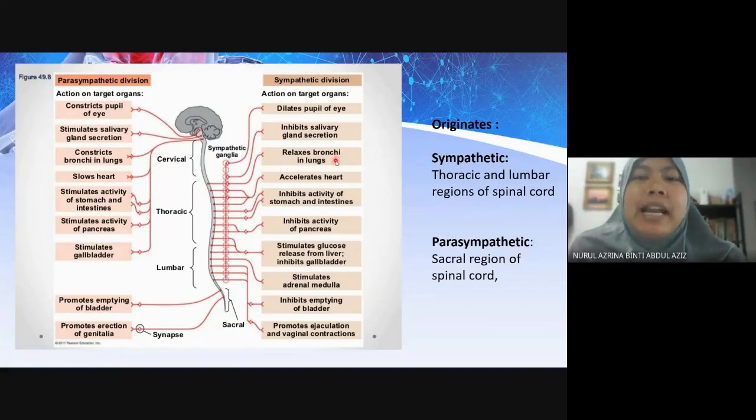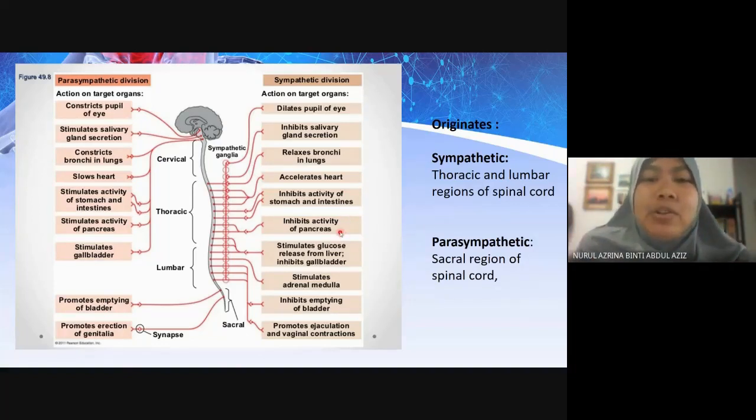Next, it will relax your bronchi. Kita punya bronchus akan relax so that lagi kembang to receive more air. Of course, heart rate will increase sebab kita perlukan more oxygen untuk kita lari and escape from that danger. And it will inhibit activity of stomach and intestine. So during that time you lapar tapi you kena kejar anjing, you akan lupa pasal you punya lapar, perut you pun akan hilang keroncong-keroncong dia tu. Right, so that will happen.